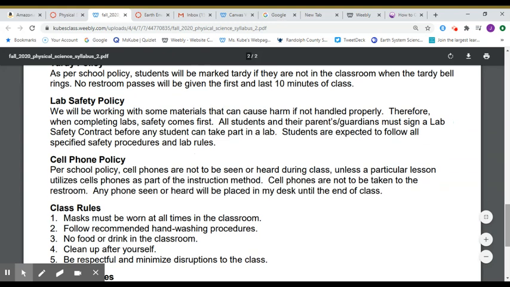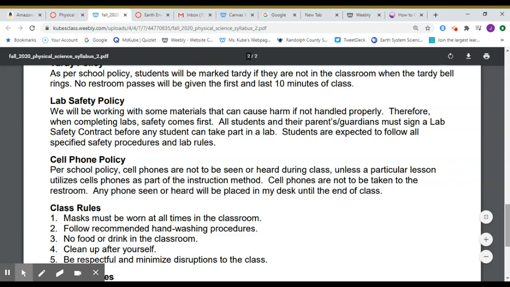Lab safety. Okay, so anytime that you're doing a lab in a science class, safety is always a concern. Sometimes there are substances that can be harmful. There's also some equipment that can break easily and also be harmful. So playing around during lab is never, ever acceptable.